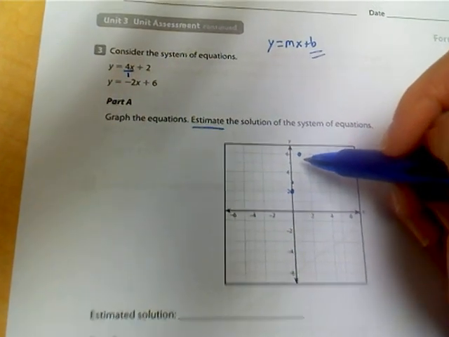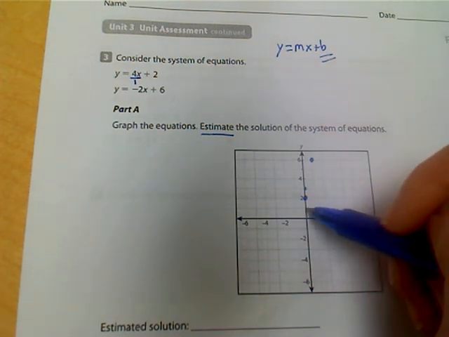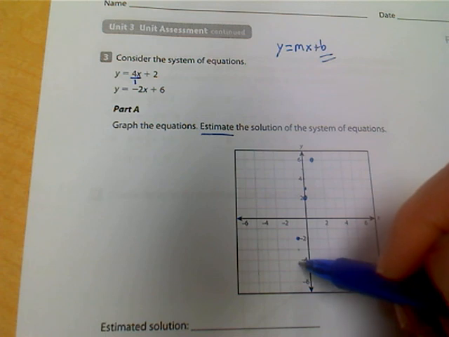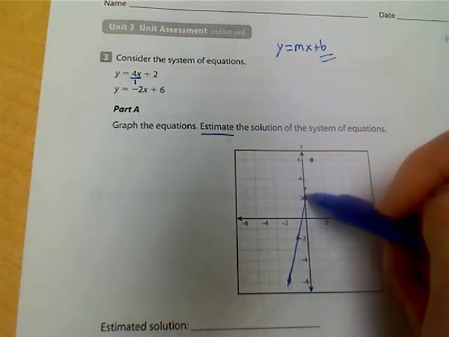See if we can zoom in a little bit better there. Go in the other direction. Down 4. 1, 2, 3, 4, left 1. Draw your line. Connect the points.